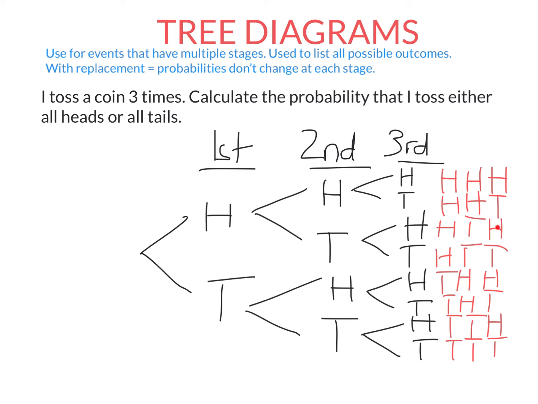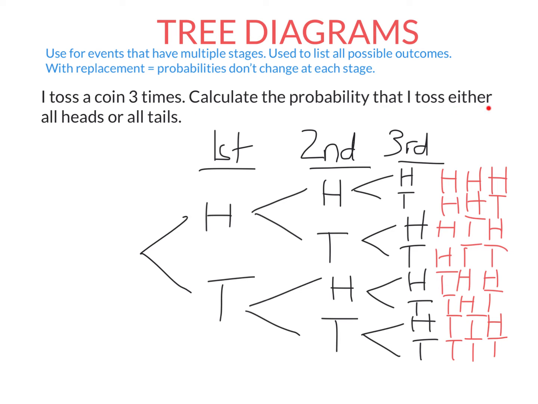Each of these 8 outcomes is equally likely. The probability of getting all 3 heads is 1/8. The probability of getting heads, heads, tails is 1/8, and so on. Each of these has 1/8 probability. We have successfully listed all of the possible outcomes when you toss a coin 3 times. That's what a tree diagram is for.